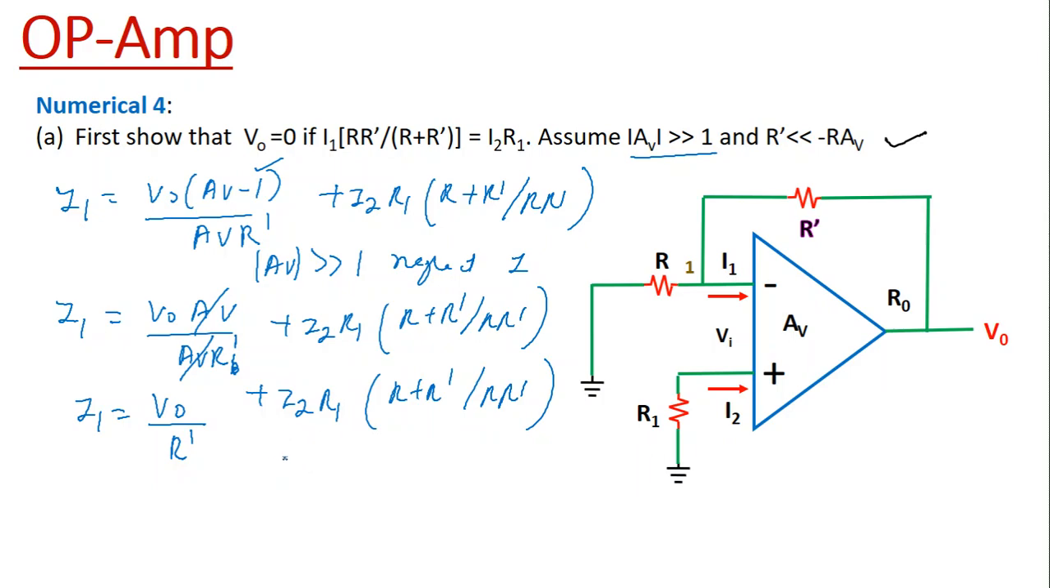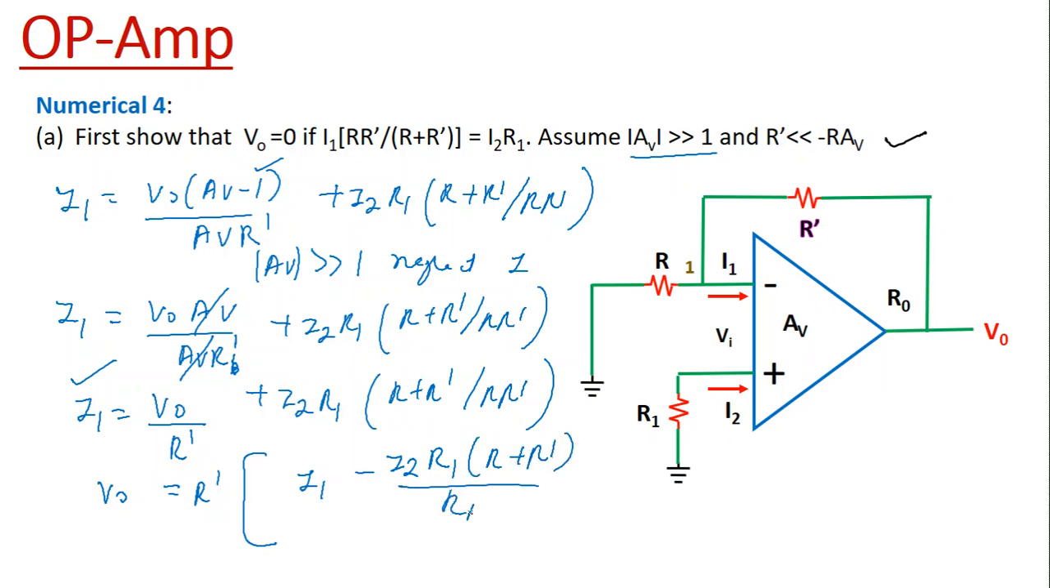Now we find the output voltage from this equation. So we get VO is equal to R dash whole multiplied by (I1 minus I2 R1) times (R plus R dash) divided by R into R dash. This we are getting, so let this be equation number 7.